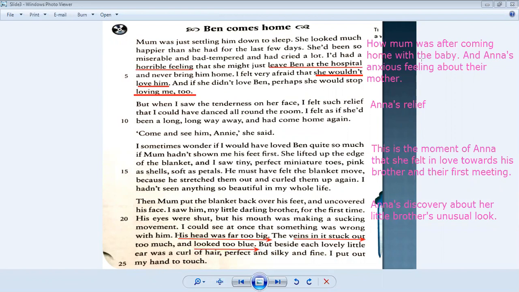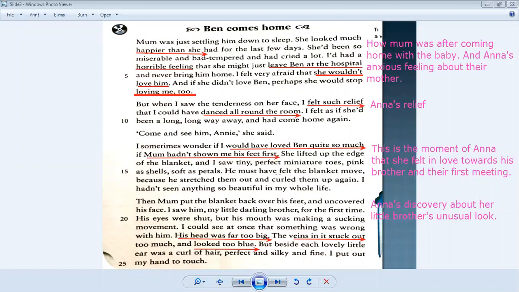And here, after coming home, this is about her mother's feeling. Her mom was happier than before, and then Anna was anxious about her brother, and about their mother's horrible feeling that she might not love him, and then maybe she would stop loving her too. That's what she was anxious about. And then she felt relief, and out of relief she could have danced all around the room. This part was about what she felt towards her brother. Sometimes I wonder if I would love Ben quite so much if my mom hadn't shown me his feet first. That was about her feeling, and the first meeting.